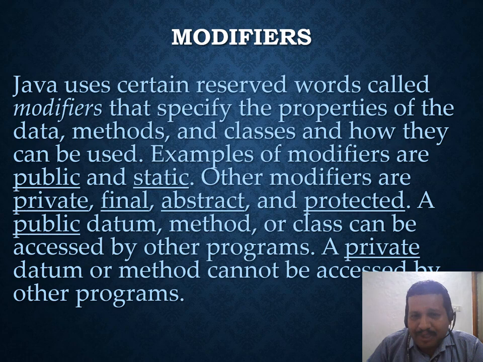Then you have modifiers, which specify the property of the data, methods and classes and how they can be used. Since Java is object-oriented programming, it supports modifiers, which say how the data has to be used, whether it is public or private. It may be public or it may be static. There are some other modifiers defined as private, final, abstract and protected.